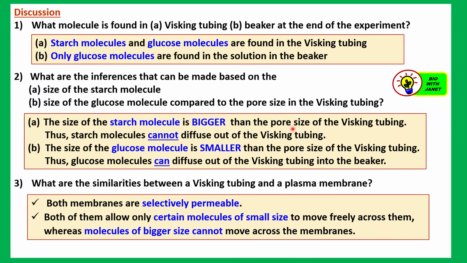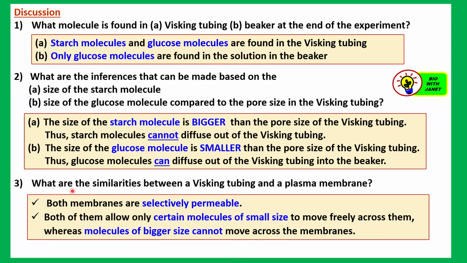So this is your inference, or the explanation for the observation where you found that there was no starch present in the beaker, in the distilled water in the beaker. Now, the size of the glucose molecule is smaller than the pore size of the Visking tubing. Thus, the glucose molecules can diffuse out of the Visking tubing into the beaker, and when you test it with Benedict's solution, you get a brick red precipitate to show the presence of glucose in the solution in the beaker, which was formerly the distilled water.